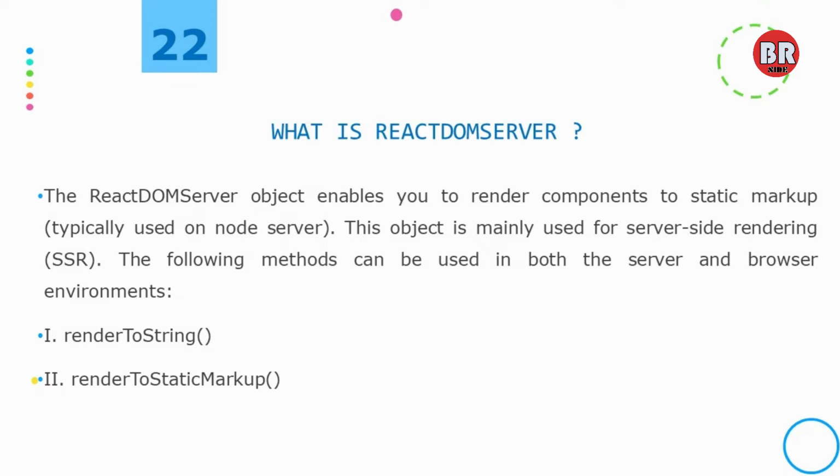What is ReactDOMServer? The ReactDOMServer object enables you to render components to static markup, typically used on a Node server. This object is mainly used for server-side rendering. The following methods can be used in both the server and browser environments: renderToString and renderToStaticMarkup.